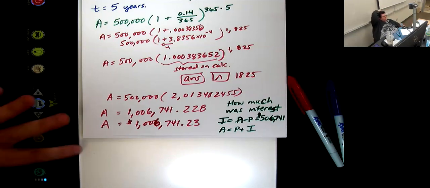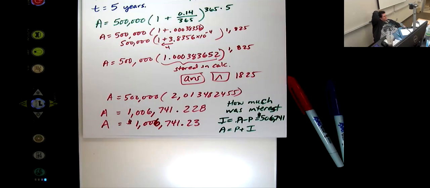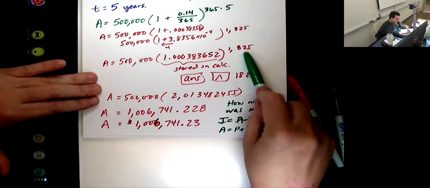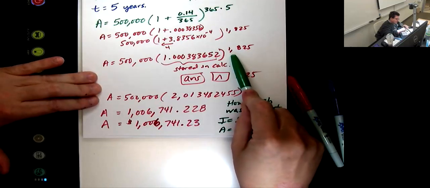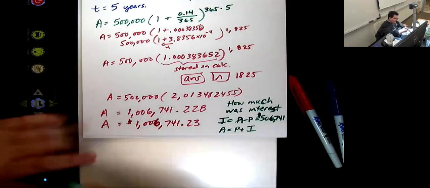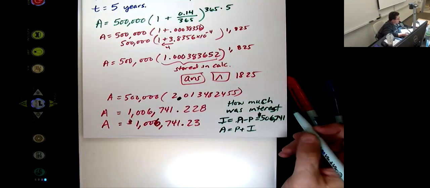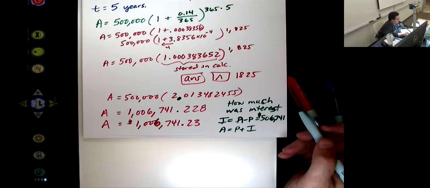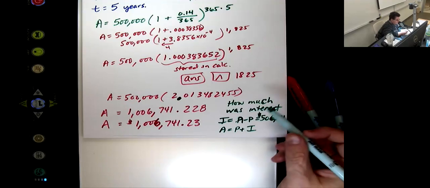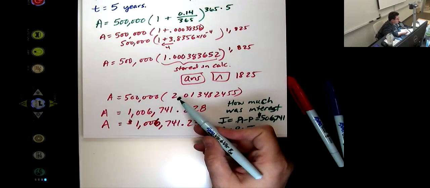It basically means you're doubling your money every 5 years. Because notice after we did it, this turned into 2.01, which means that interest rate for that amount of time compounded daily doubles or almost a little over doubles every 5 years.